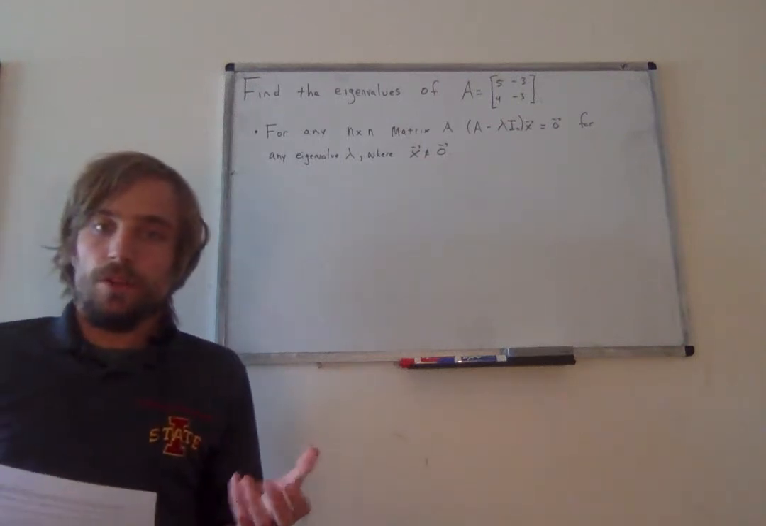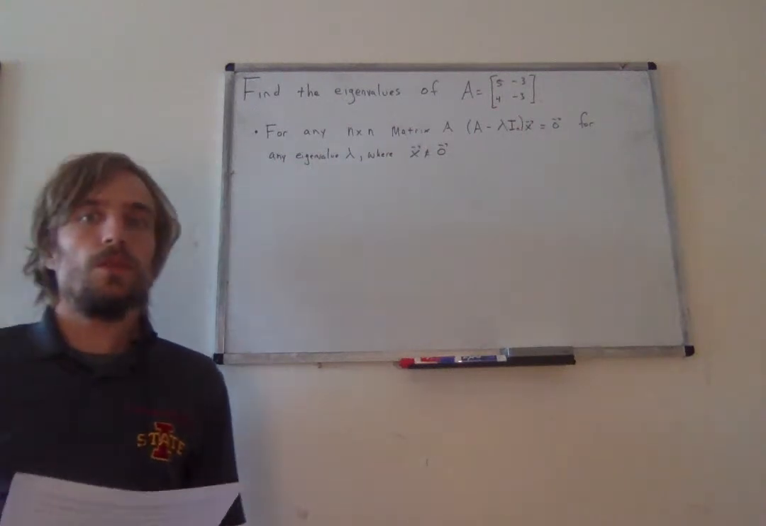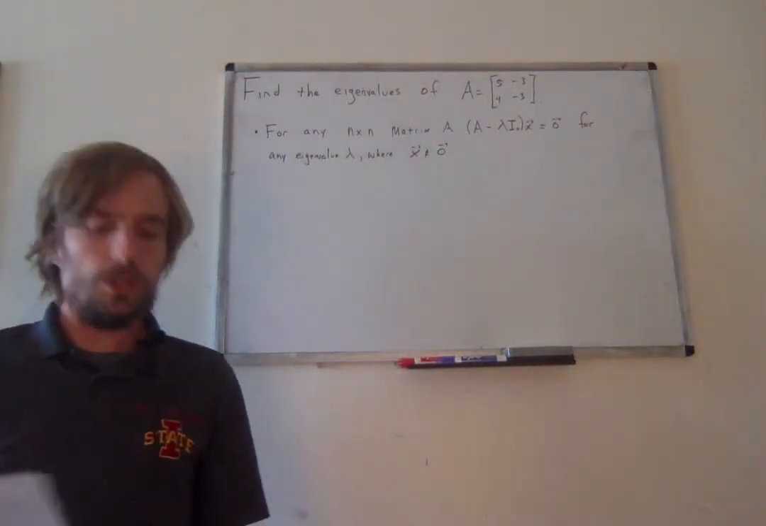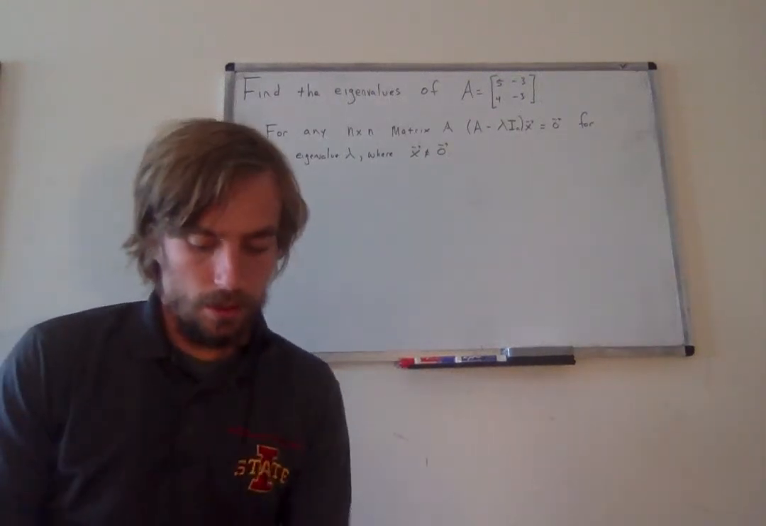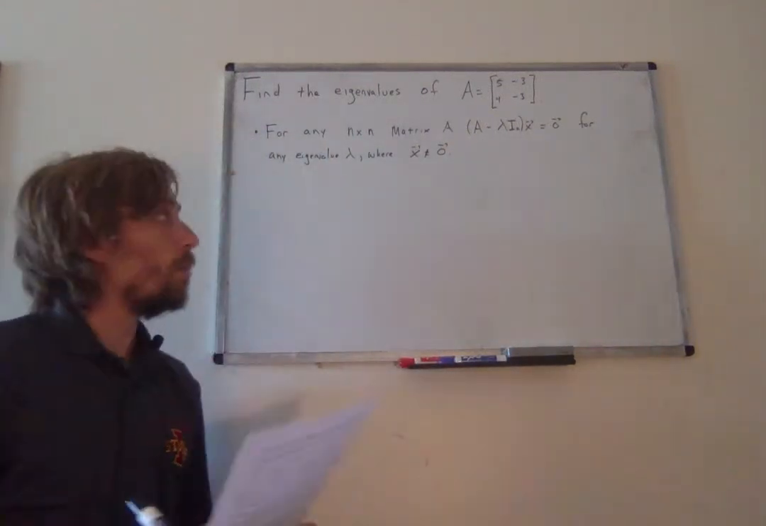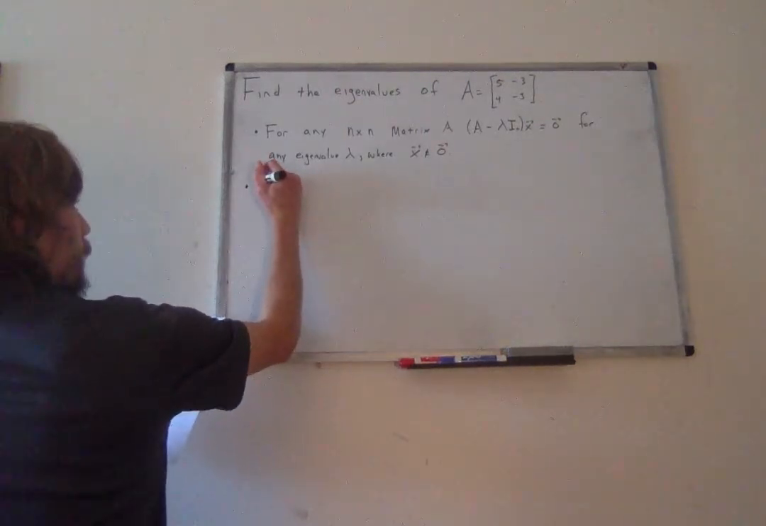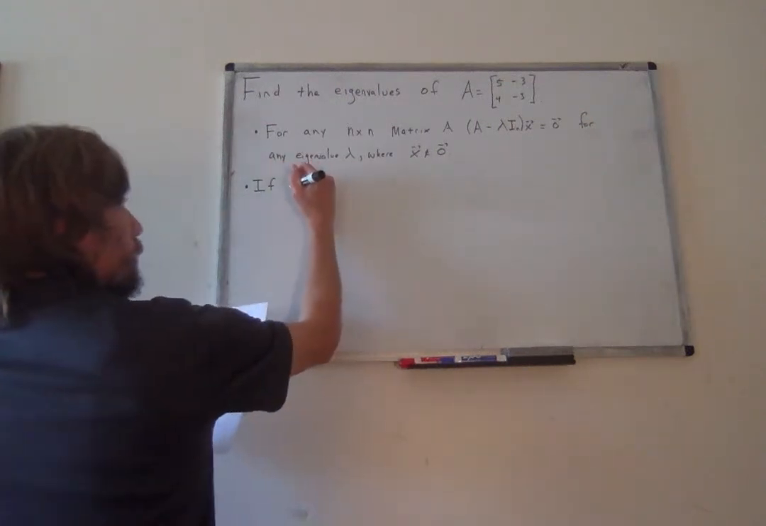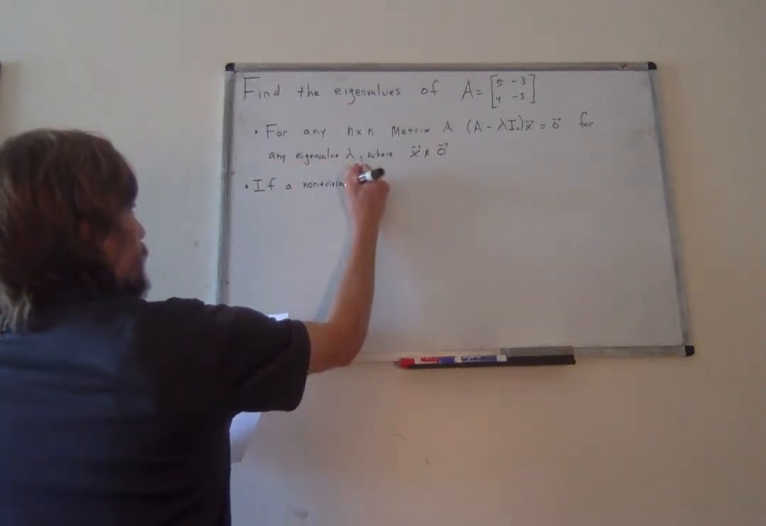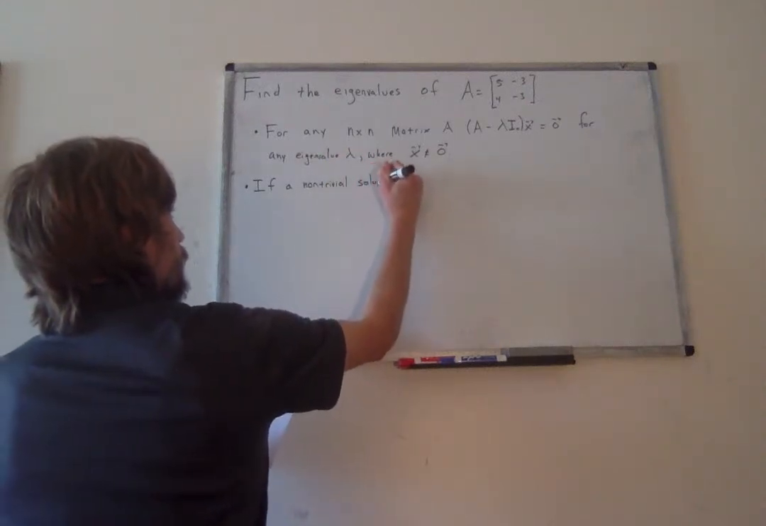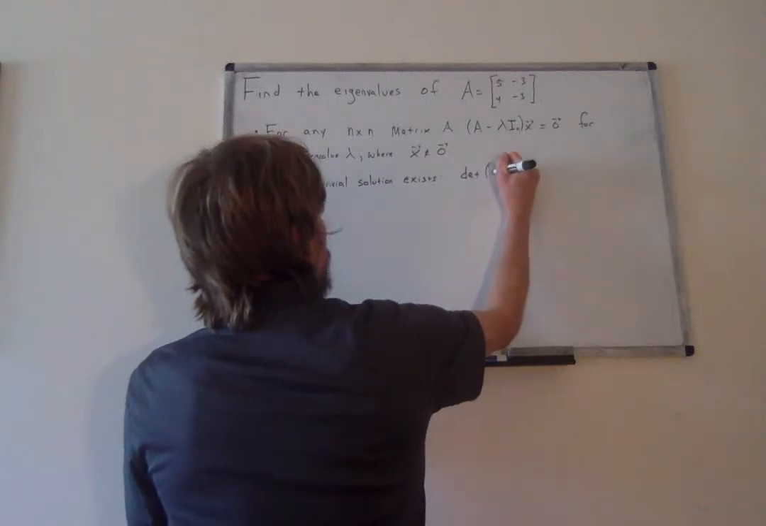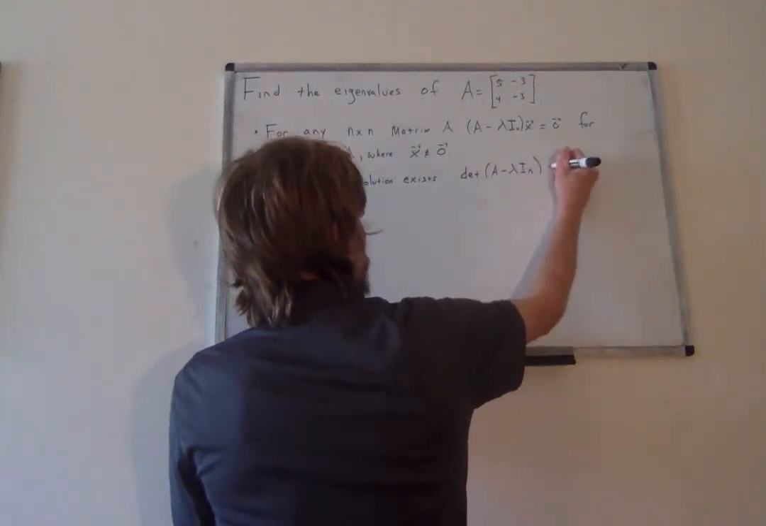Well, thanks to the invertible matrix theorem and some other theorems which we've proved, we have learned quite a bit about matrices, specifically when those matrices have non-trivial solutions to this equation. One thing we've learned quite recently is that the determinant of this matrix is zero, right? So if a non-trivial solution exists, that is, if lambda is an eigenvalue, then the determinant of this matrix is equal to 0.